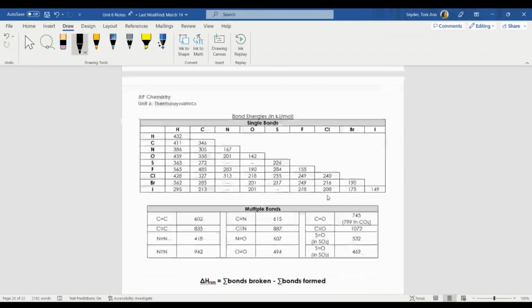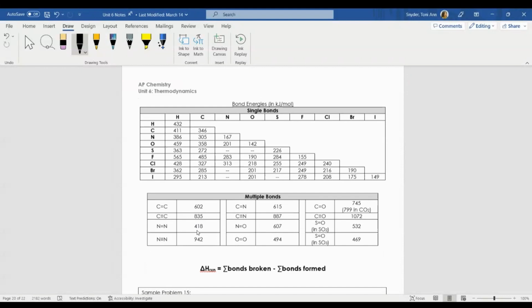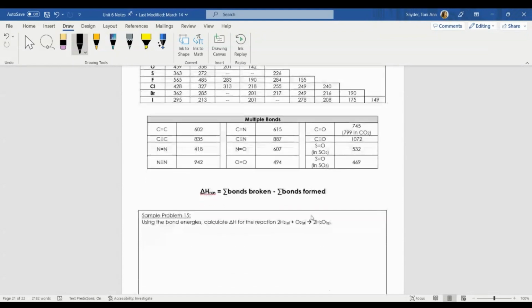On this next paper, I have a list of some different bond energies, and all of these are in kilojoules per 1 mole. These are all single bonds in this top section. A hydrogen bonded to another hydrogen has a bond energy of 432 kilojoules per mole. A hydrogen bonded to an iodine has a bond energy of 295. In this bottom section, you'll see some multiple bonds listed. So let's use that to do some examples.